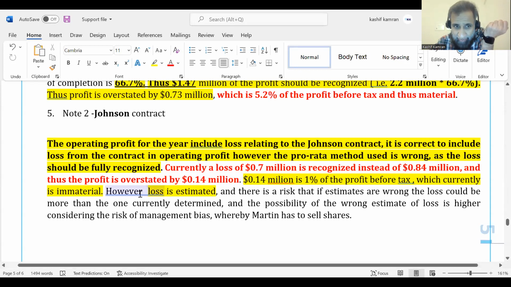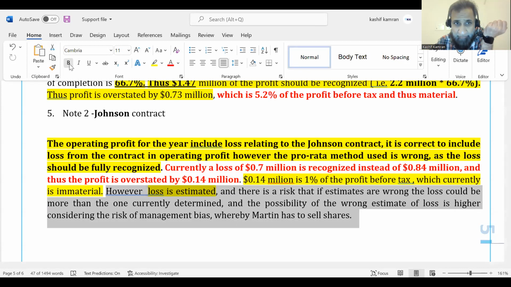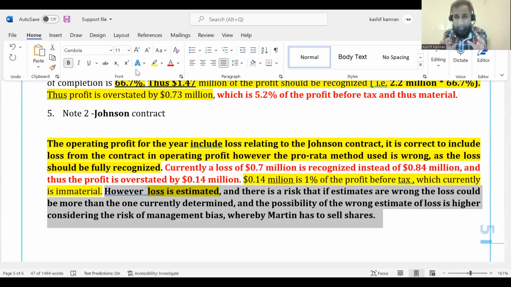So is everyone clear? However, the loss is estimated, and there is a risk that if estimates are wrong, the loss could be more than the one currently determined, and the possibility of the wrong estimate of the loss is higher, considering the risk of management bias, whereby Martin has to sell shares. Look at this line. Do you believe there is a possibility that the loss estimate could be wrong because Martin has to sell shares, and the materiality for the loss could increase from 1% further?